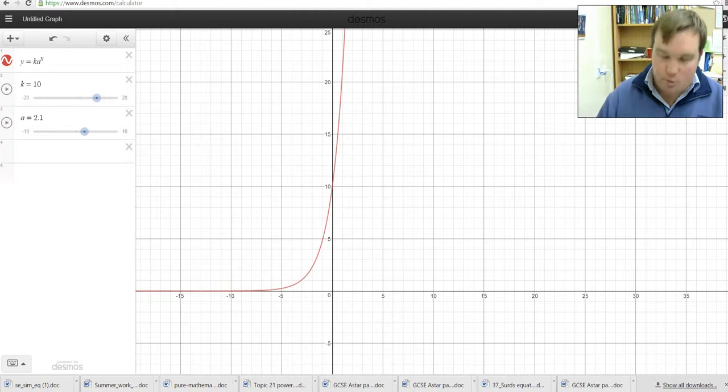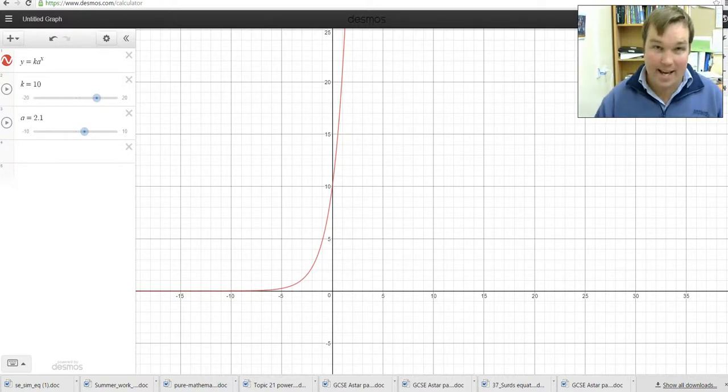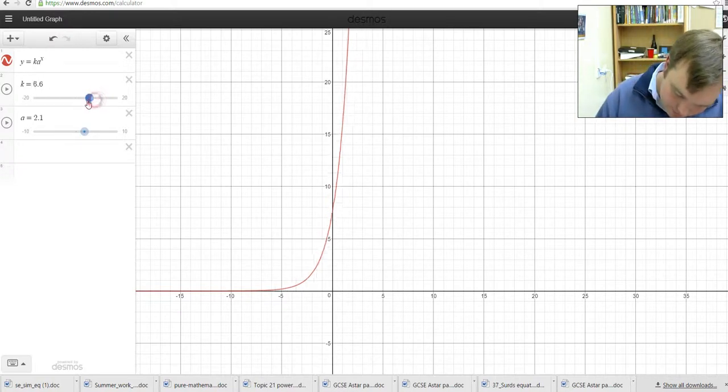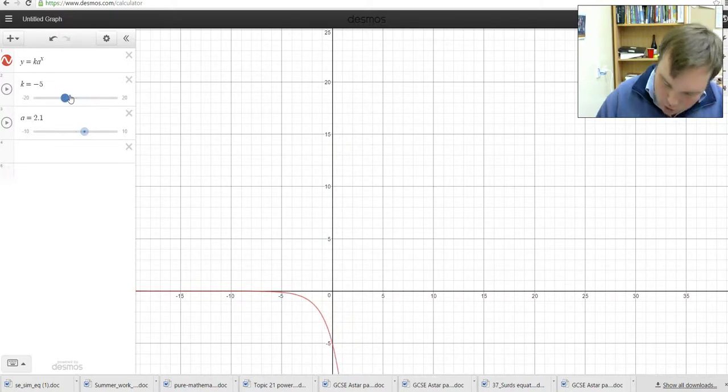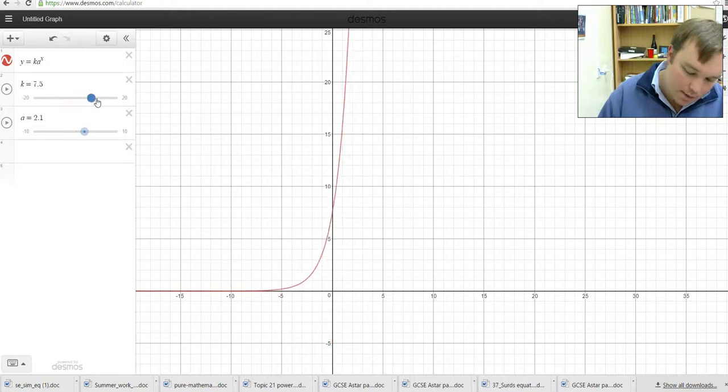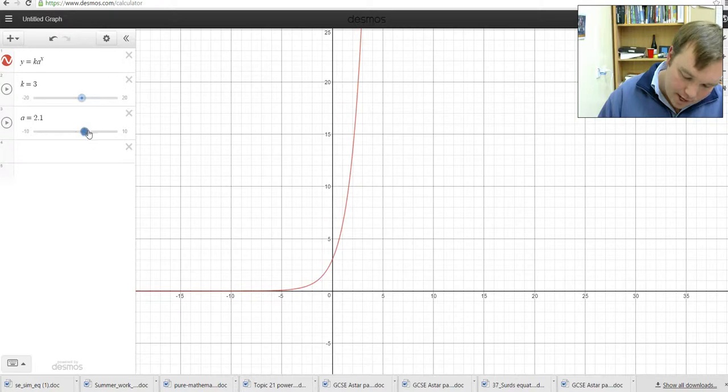The reason is because when x is 0, a to the power of 0, whatever a is, is 1, so that means the y-intercept will be k, because that's k times 1. If it's negative, same thing. But note, there is always this horizontal asymptote, where the graph reduces to the line y equals 0. Alright, so let's leave k at 4 for now, or 3, and change a.